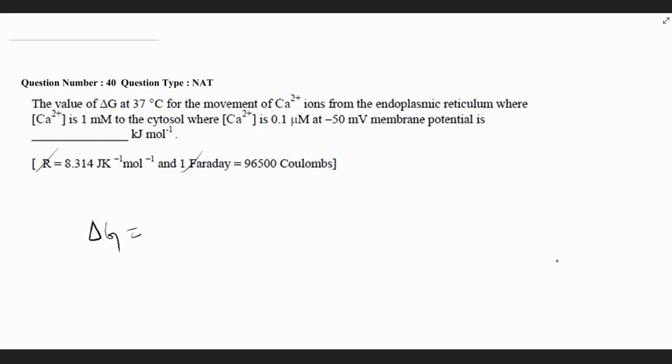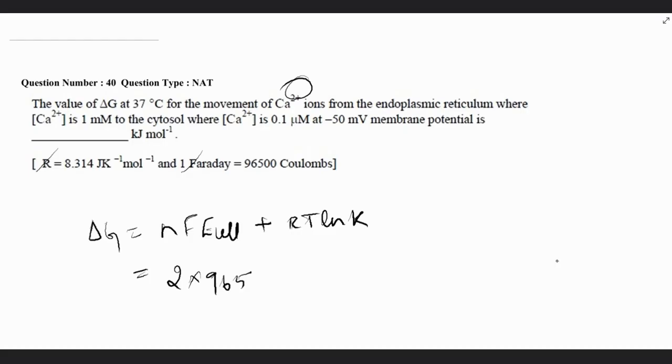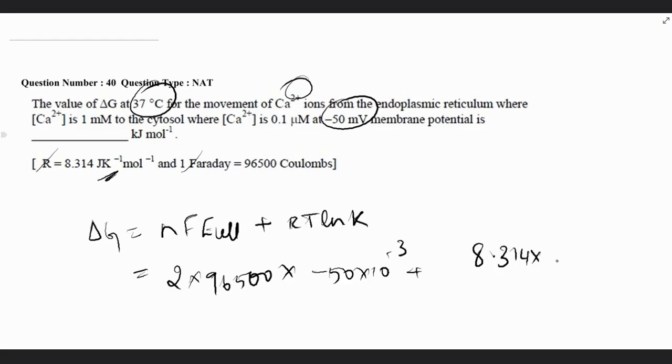The formula for delta G is equal to nFE cell plus RT ln K. Here n is equal to 2, since it's calcium ion, so the valency is 2. F is Faraday, so it's 96,500, into E cell, which is minus 50 into 10 power minus 3, plus R, which is 8.314, into T. T has to be in Kelvin because everything is in Kelvin. So 37 plus 273 gives you 310 when you change from Celsius to Kelvin, into ln K, which is the product by the reactant.